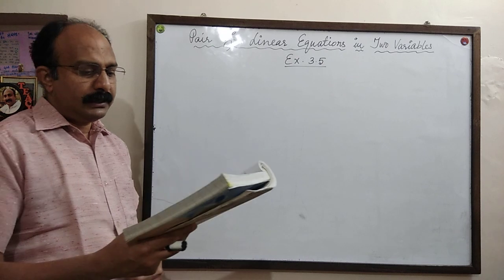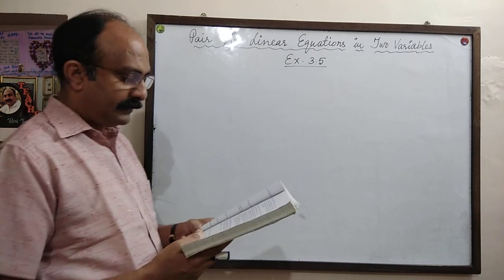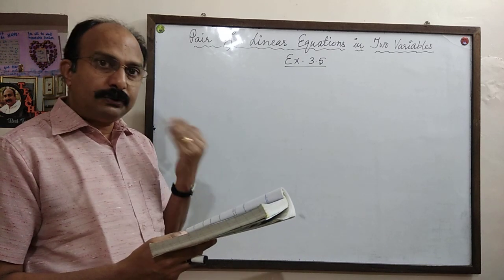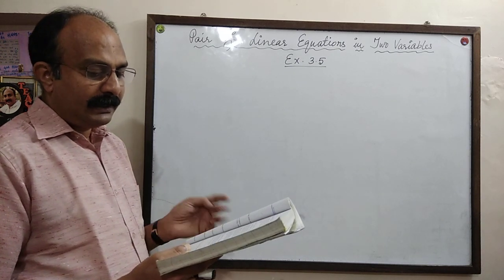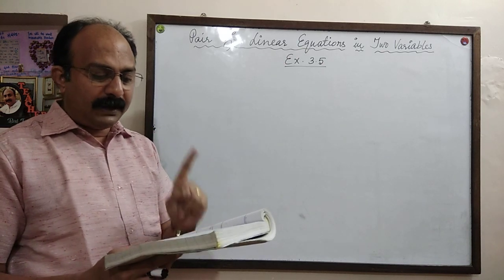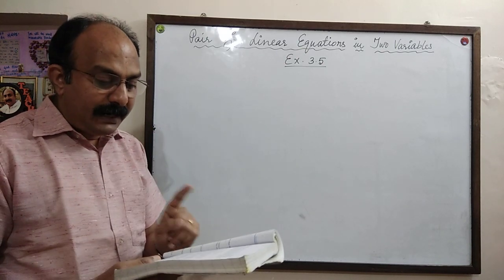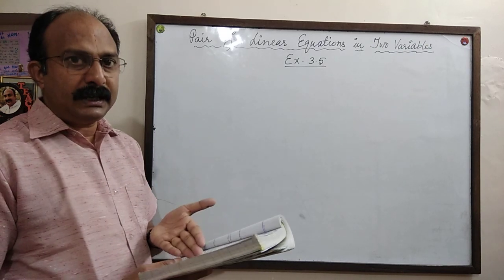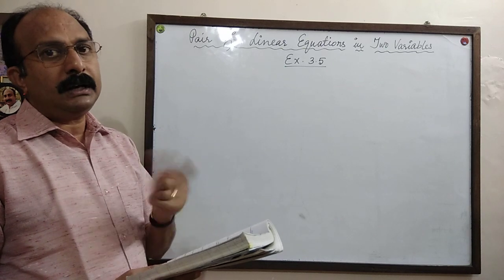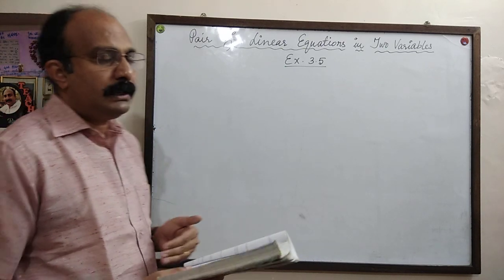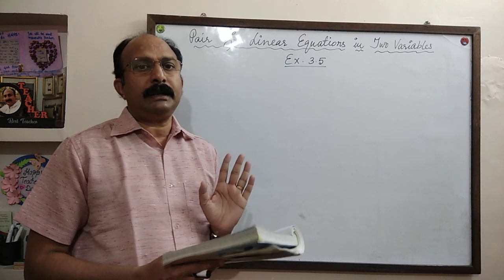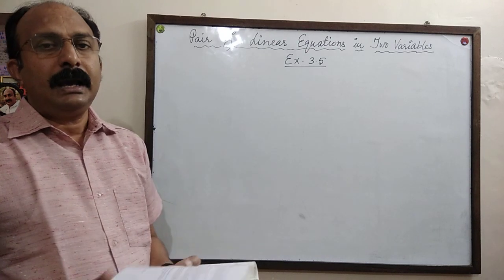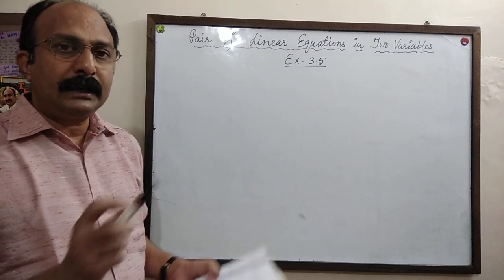Now the last question, question number 5. The area of a rectangle gets reduced by 9 square units if its length is reduced by 5 units and breadth is increased by 3 units. As soon as you read this first sentence, you will come to know what are X and Y in this question. This question is all about length and breadth of a rectangle. So let the length of the rectangle be X and let the breadth of the rectangle be Y.